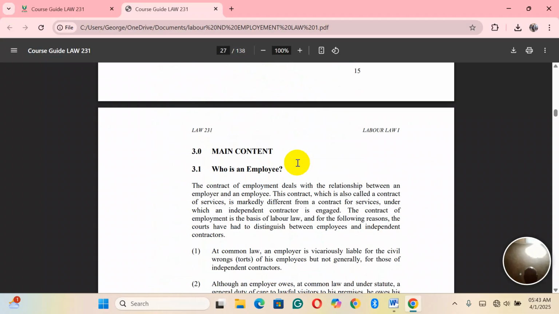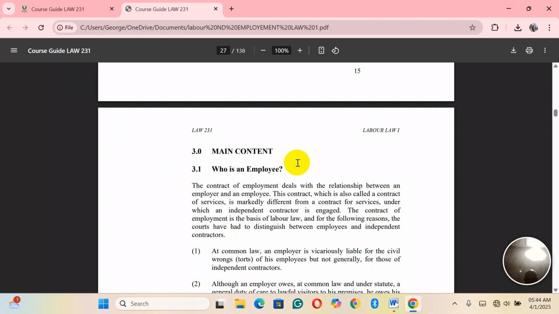And we say the contract of employment deals with the relationship between an employer and an employee. So the contract, which is also called a contract of service, is different from a contract for services, under which an independent contractor is engaged. So the contract of employment is the basis of labor law, and for the following reasons, the courts have had to distinguish between employees and independent contractors.